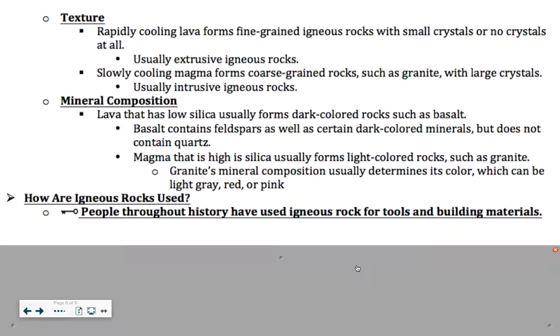How are igneous rocks used? People throughout history have used igneous rocks for tools and building materials. And in your reading, give some examples of that.